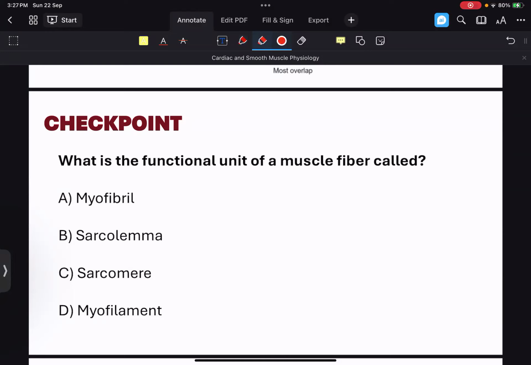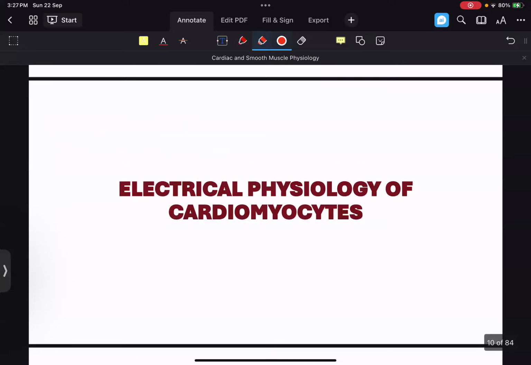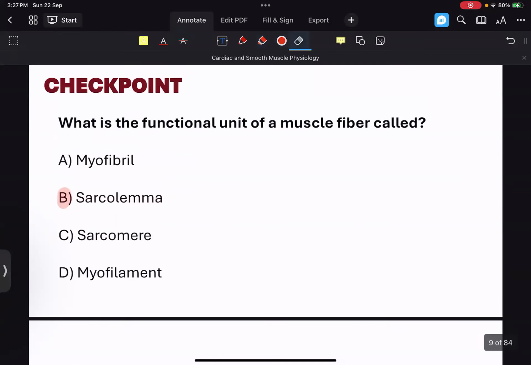It is sarcomere. It is B. Thank you. Moving on. We're going to talk about the electrophysiology of the cardiomyocytes. Oh, apologies, my bad. Thank you so much for bringing that to my attention. The answer is C and not B. I'm sorry. So the answer should be C, sarcomere. Thank you so much, Ibrahim.